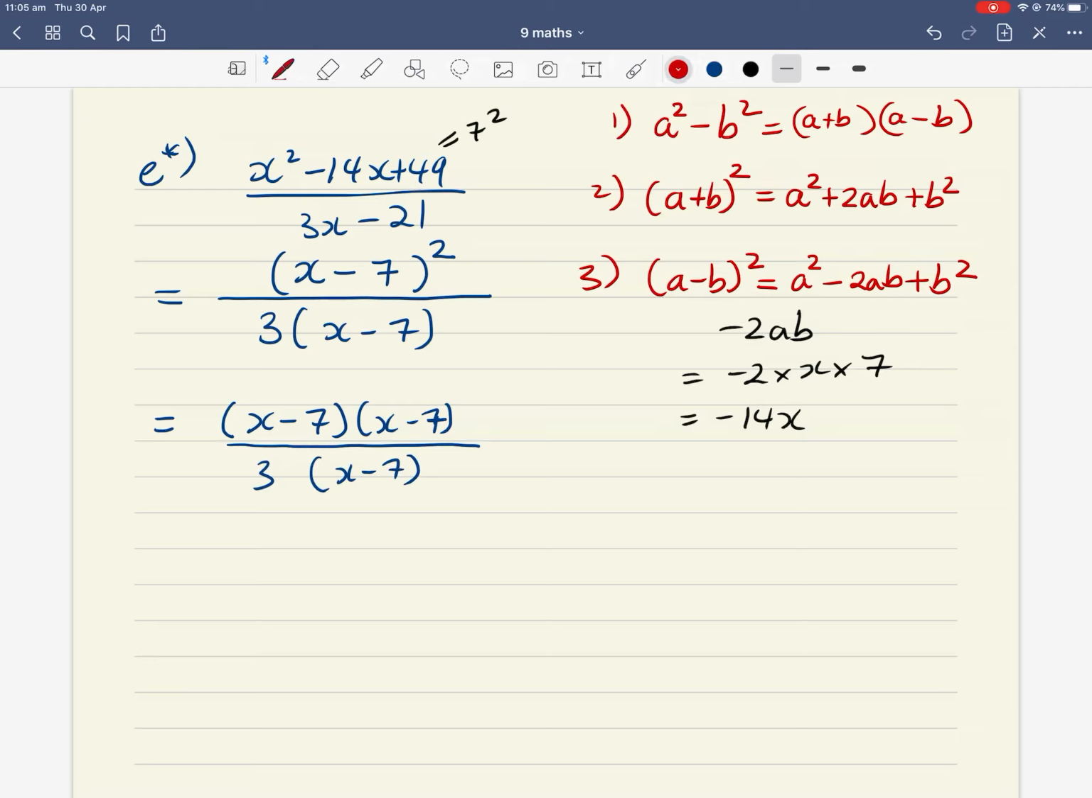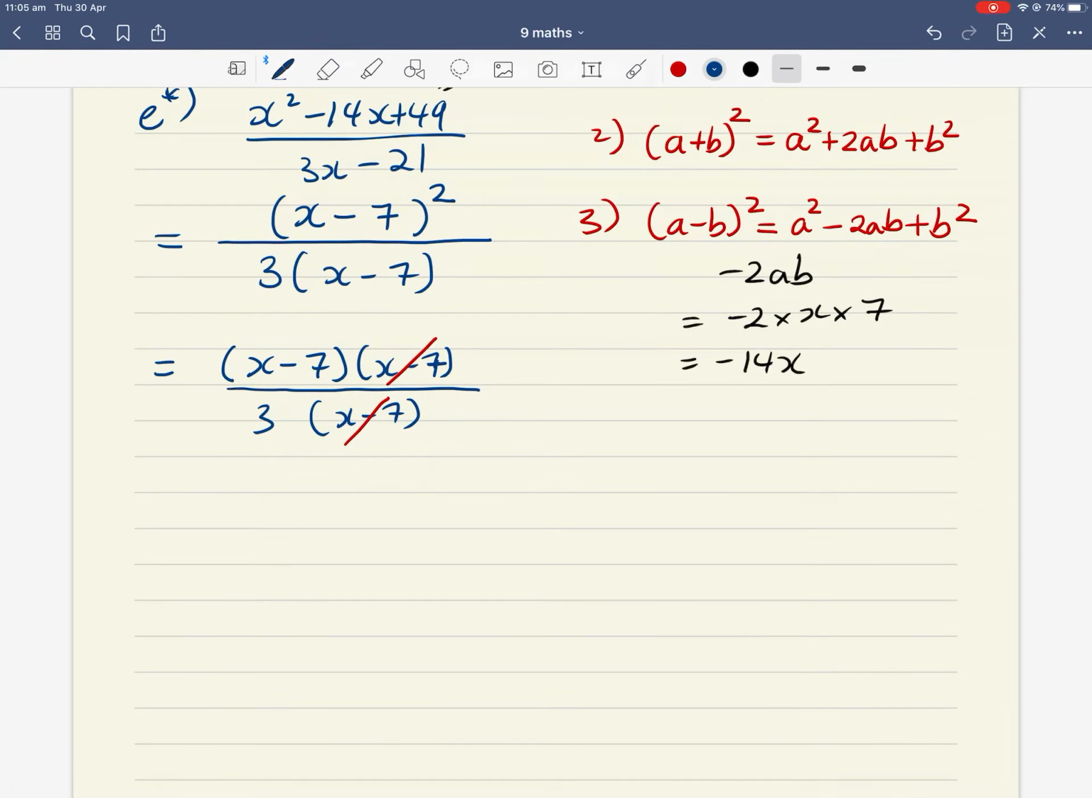And then you go, hey look, are there any common factors top and bottom? Well, there's one lot of x minus 7 on top and one lot of x minus 7 on the bottom, which I can cancel off. So all I'm left with is x minus 7 on top all over 3. You don't need brackets on the top x minus 7 because you're not multiplying anymore. It's just one lot of x minus 7, and so you're left with that.